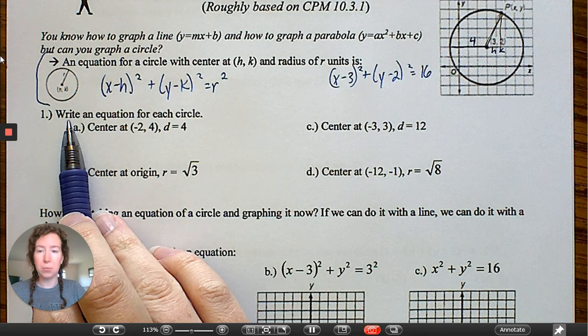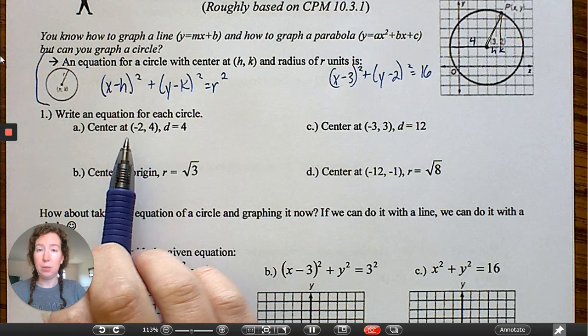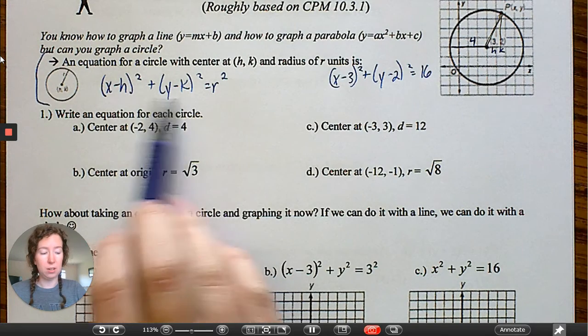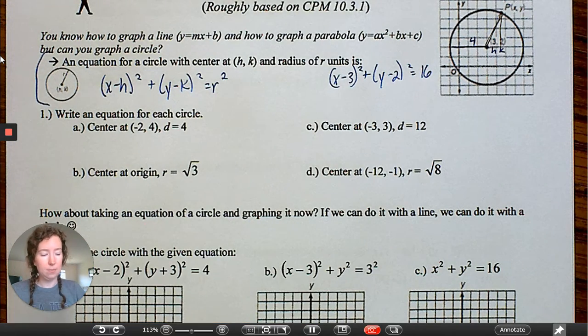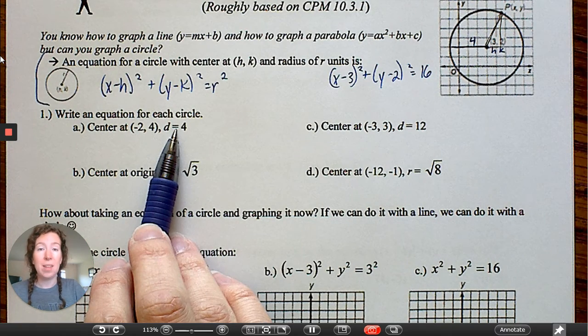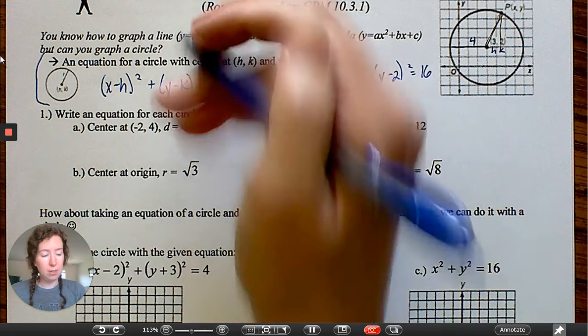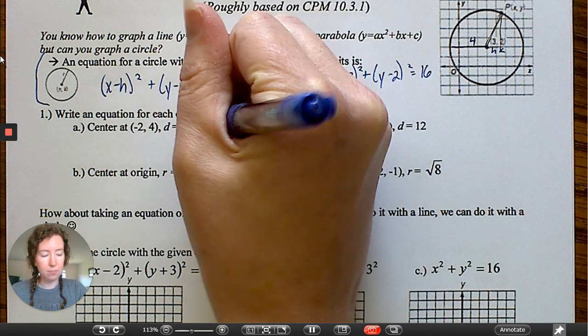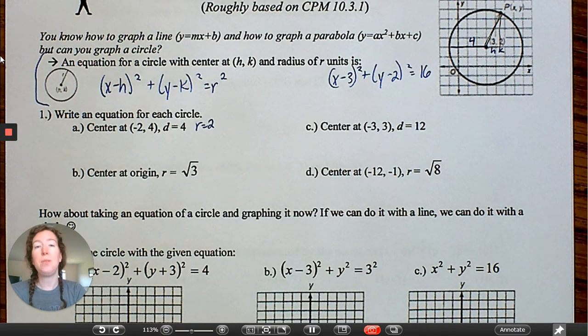So for each of these problems, we're going to write an equation for the circle. And we need to know 2 things: the center coordinate and the radius. Now, for this first one, the center is at -2, 4, and the diameter is 4. If the diameter is 4, that means the radius is half of that, which is 2. Just like when you found the area of a circle, you need to know the radius squared times pi. In all of these, you need to know how long the radius is. So if they give you diameter, turn it into the radius.